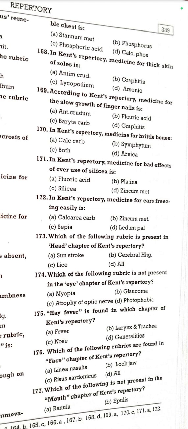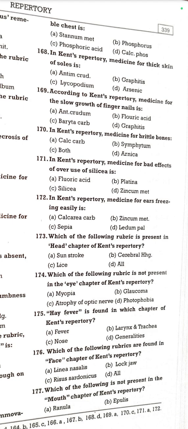Next is which of the following rubrics is present in head chapter of Kent repertory? So the rubrics are sunstroke, cerebral hemorrhage and lice. 174. Which of the following rubrics is not present in the eye chapter of Kent's repertory? So myopia is not present.